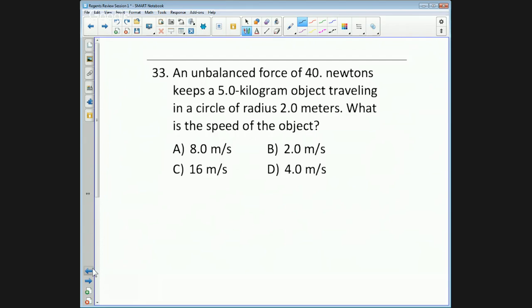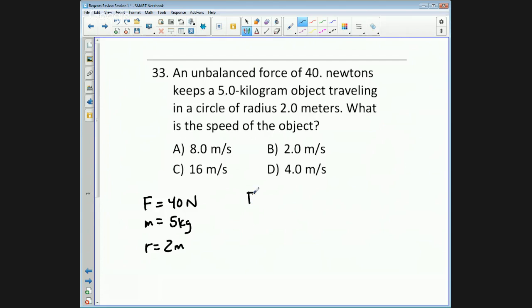Next. 33 says an unbalanced force of 40 newtons keeps a 5 kilogram object traveling in a circle of radius 2 meters. What is the speed of the object? So you have force equals 40 newtons. You have mass equals 5 kilograms. You have radius equals 2 meters. What is the speed of the object?